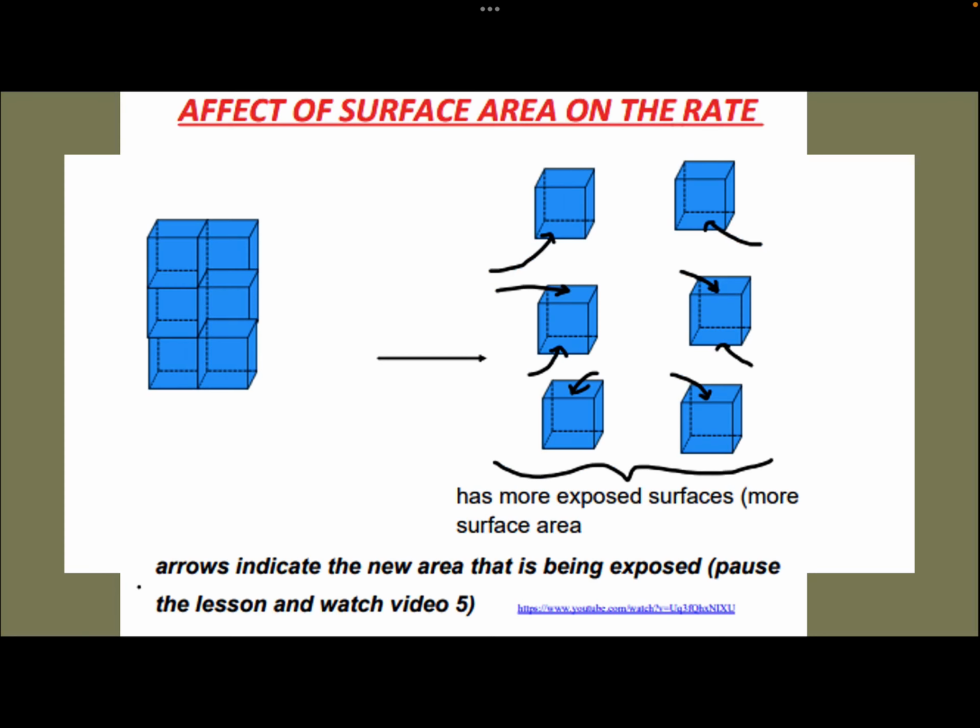Next, what affects the rate is surface area. So pause now, watch the video here so you can learn about surface area.